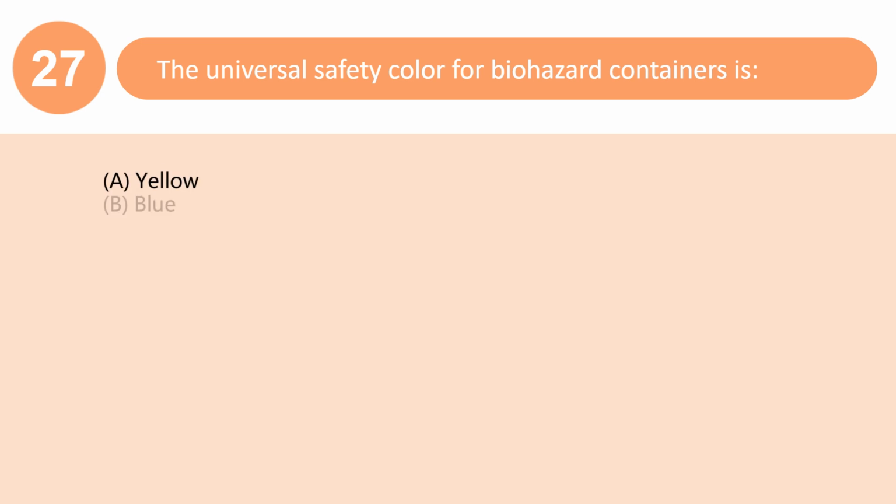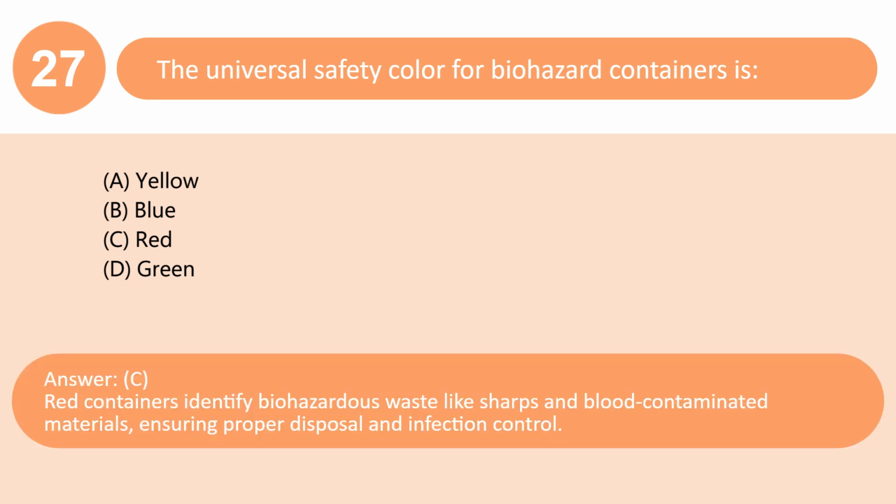The universal safety color for biohazard containers is: A. Yellow. B. Blue. C. Red. D. Green. Answer: C. Red containers identify biohazardous waste like sharps and blood-contaminated materials, ensuring proper disposal and infection control.